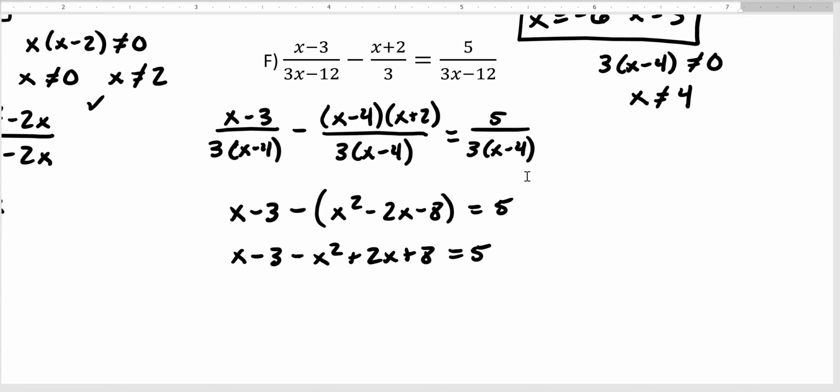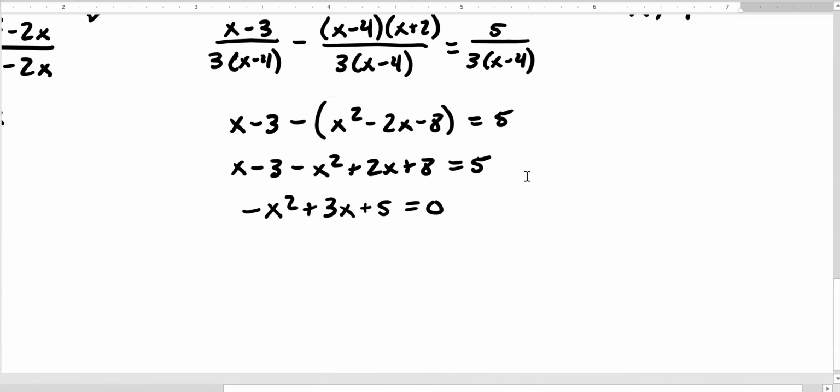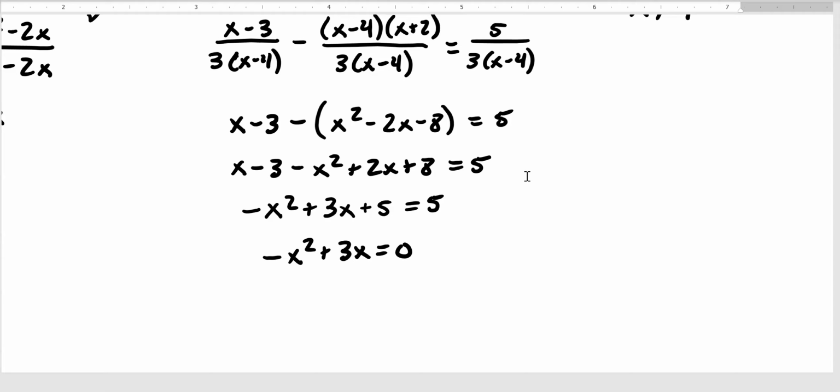Let's combine these like terms, huh? So I have negative x squared. x plus 2x would be 3x. Negative 3 plus 8 would be 5. That equals 5. 5 minus 5 is 0, so I'll be left with negative x squared plus 3x equals 0. And that is something I believe we can factor.